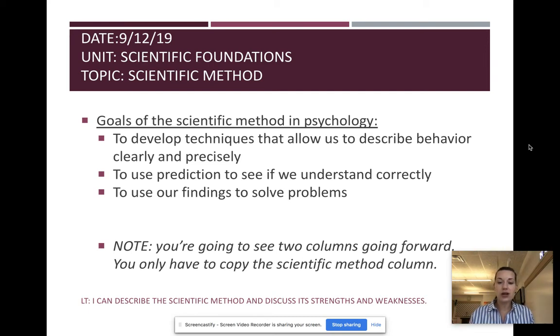Okay, so I want to give you a quick note here. You're going to set up with 2 columns going forward, because what you're going to see is the steps of the scientific method on one side, and then I'm going to give them to you an example on the other side. You only need to copy the scientific method part. I'm giving you the example so that you can see what these steps would look like in a real experiment, okay?